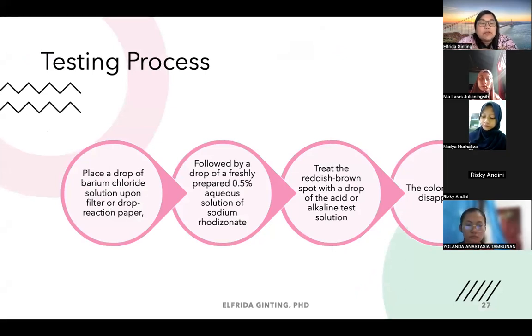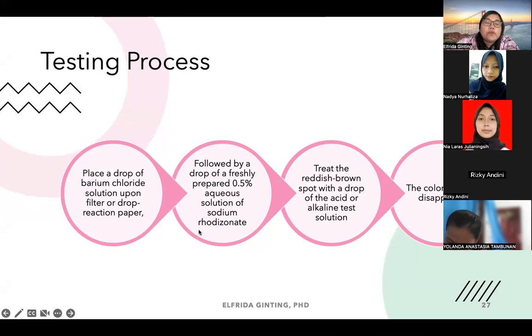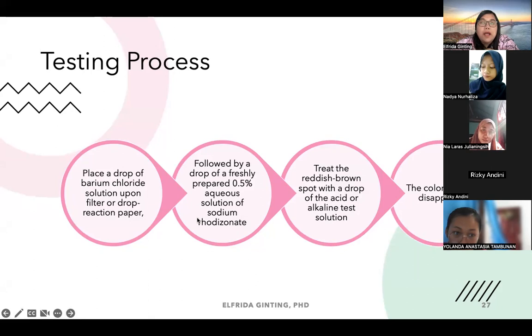Now let's see the testing process. If we have a solution of barium chloride, you put a drop of it on filter paper, and then you drop a solution of sodium rhodizonate on the filter paper, and you can see a reddish brown spot on the paper. After the reddish brown spot forms, you drop acid onto the paper, then you can see the color spot disappear. So this is how you do the sodium rhodizonate test.